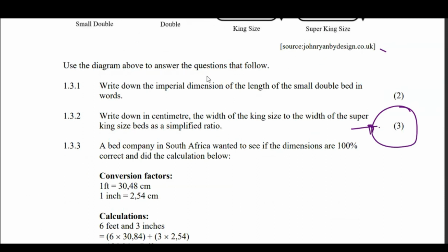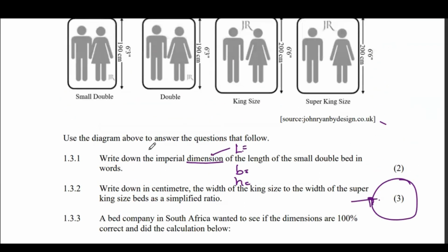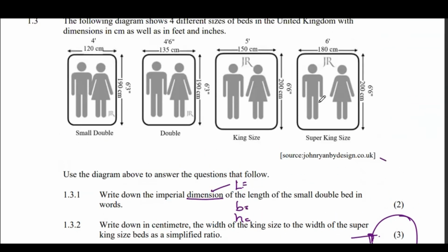The dimensions, you know this. These are the measurements, for example, length. You can look at the breadth or height. Here they're saying write down the imperial measurements or imperial dimensions of the length of the small double bed in words. So you give the answer in words. The imperial ones will be the ones on top.